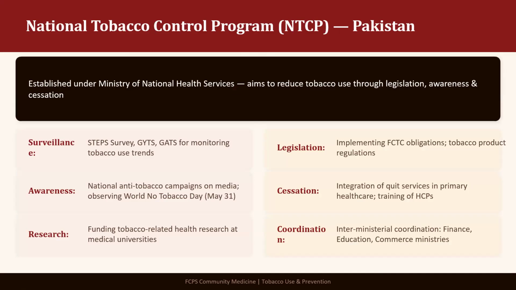Next is the National Tobacco Control Program in Pakistan, established under the Ministry of National Health Services, which aims to reduce tobacco use through legislation, awareness, and cessation. Surveillance uses the STEPS survey, Global Youth Tobacco Survey, and Global Adult Tobacco Survey to monitor tobacco use trends. Awareness includes a national anti-tobacco campaign on media and observing World No Tobacco Day on 31st May. Research funds tobacco-related health research at medical universities. Legislation covers implementation of FCTC obligations and tobacco product regulation, with integration of the STEPS survey in primary healthcare, training of healthcare workers, and interministerial coordination with finance, education, and commerce ministries.